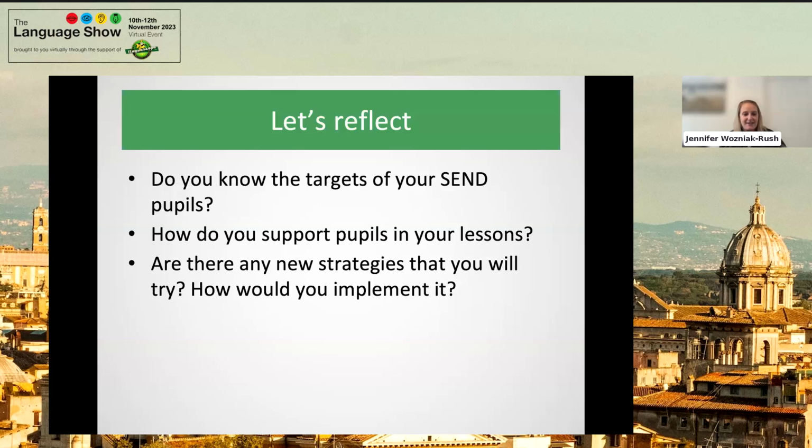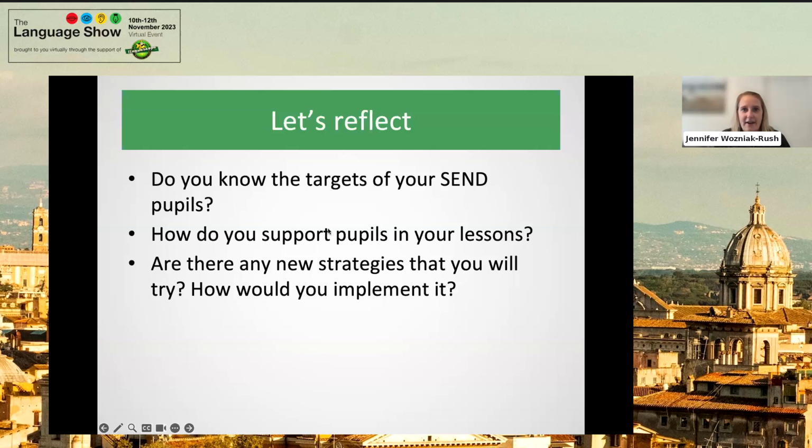So really to reflect on this session, just a couple, 3 questions actually for you to reflect on. First of all, do you know the targets of your SEND pupils in the classroom? How do you support pupils in your lesson? And remember, everything that you're going to do for your pupils with SEND will help all pupils, because it's all to do with an inclusive classroom, and if we are inclusive, that's for all our pupils. And also maybe, are there any strategies that I've introduced today that you've not done, or maybe not done in a very long time, that you're going to try or re-implement?